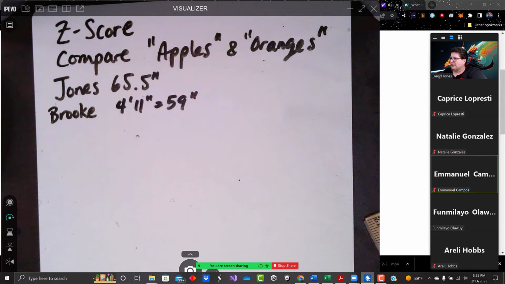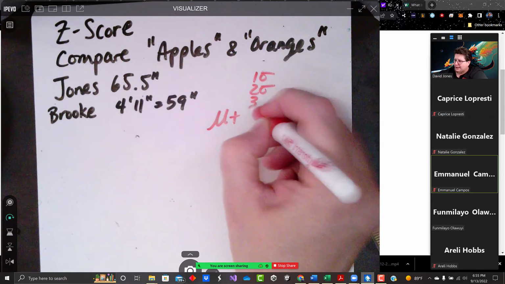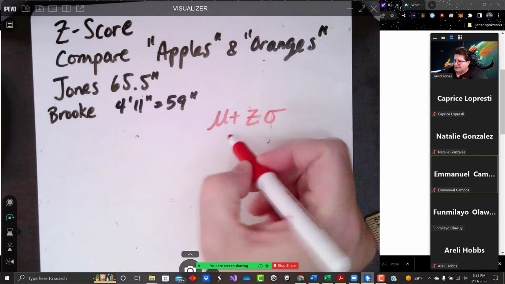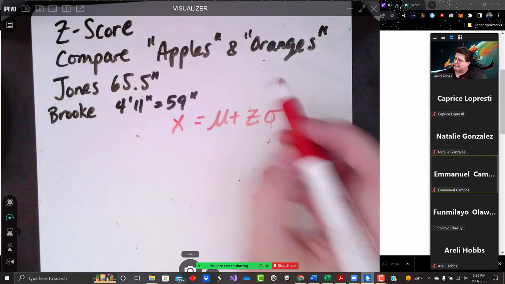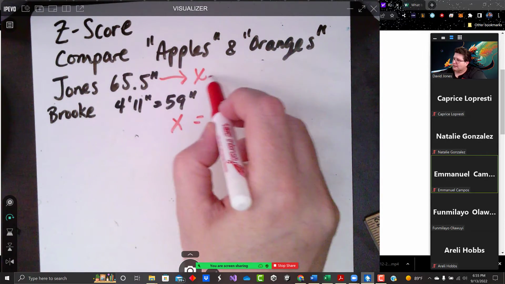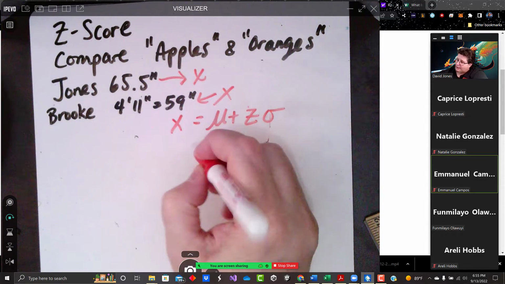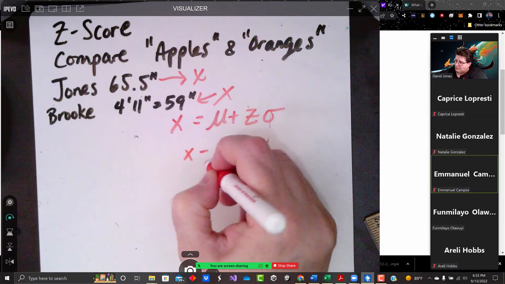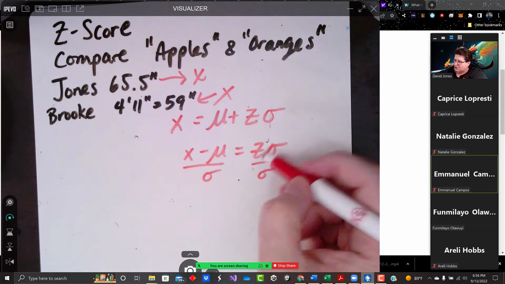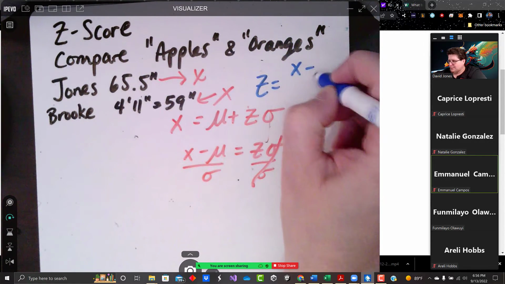When we do z-score, it comes from mu plus sigma. We could do 1 sigma, 2 sigma, 3 sigma. When we don't know how many sigmas, we call it z sigma. If I take the mean and add this multiplier, z times sigma, I can get the individual score of an individual user. So this is my x score, and this is her x score. The way they get the z-score is they subtract the mean from both sides, and that gives us z sigma. Then they divide both sides by sigma, which leaves z on the right, and we get the formula for z-score: z equals x minus mu over sigma.